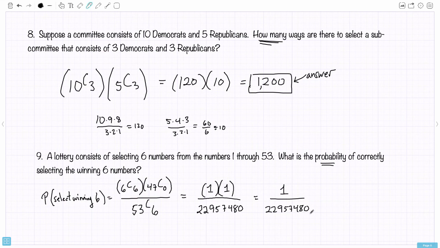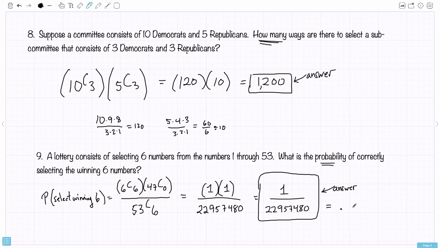Different options. Picking the right one is the challenge of winning a lottery in a game such as this. There's the answer for that one. Also, just to measure how really small that is, if we put that in decimal, it's probably going to come out in scientific notation on your calculator as 4.3558 times 10 to the negative 8.